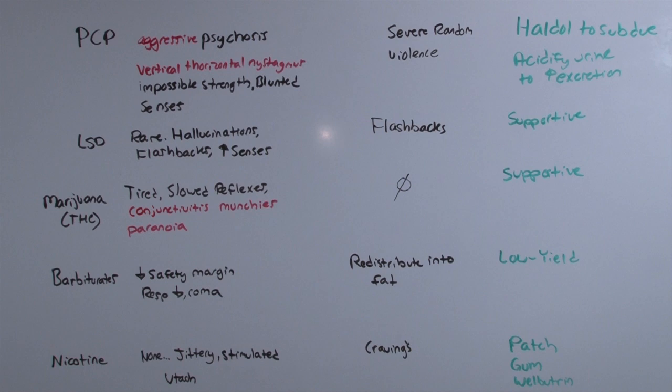They have impossible strength. The way you're going to get the answer right on the test is they're going to mention vertical and horizontal nystagmus. Actually, withdrawal can also cause severe random violence, so you have to be very careful with people who have PCP on board. What you can do for them is, one, give them Haldol to subdue them.